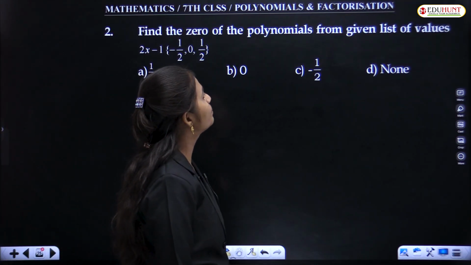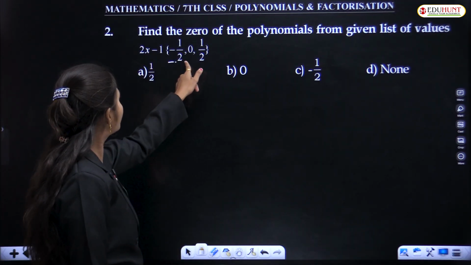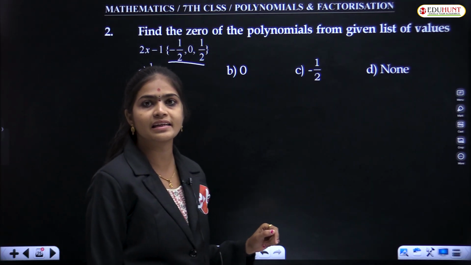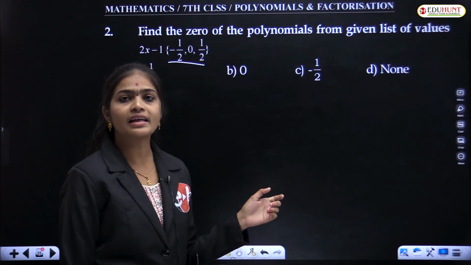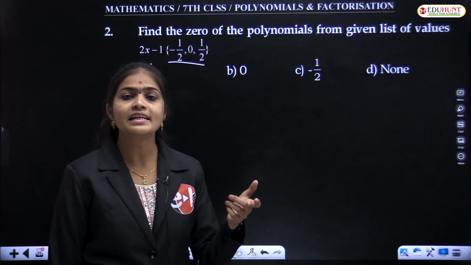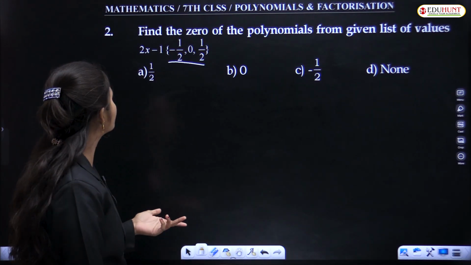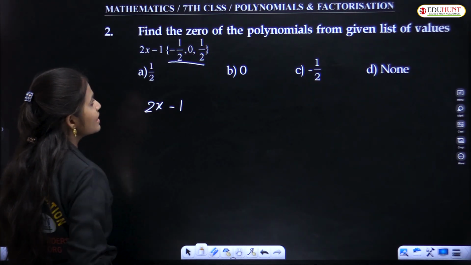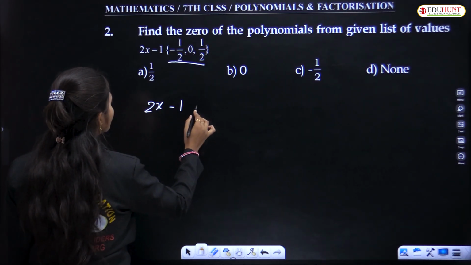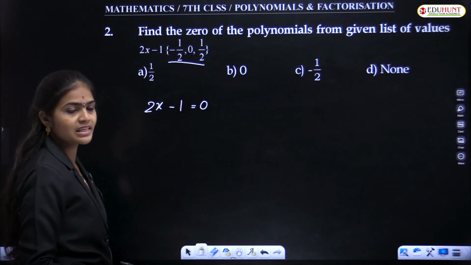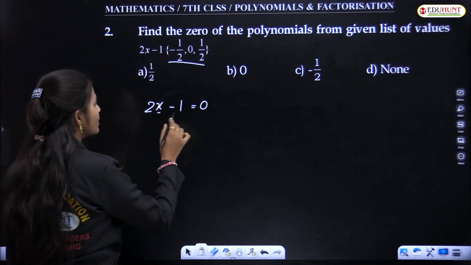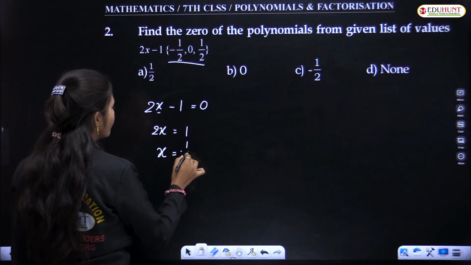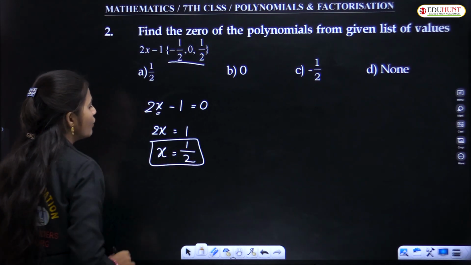Find the zero of the polynomial from the given list of values. So here the values are given, no? So which one is the zero of the polynomial? Zero of the polynomial means the root of that polynomial. The value which satisfies the polynomial, its value is equal to 0, no? So 2x minus 1 is given, so we need to find its factorization. Here we have to keep this as equal to 0. Why? Because we are finding the value of x, no? So 2x is equal to minus 1, which becomes plus 1. So x is equal to 1 by 2. x is equal to 1 by 2.